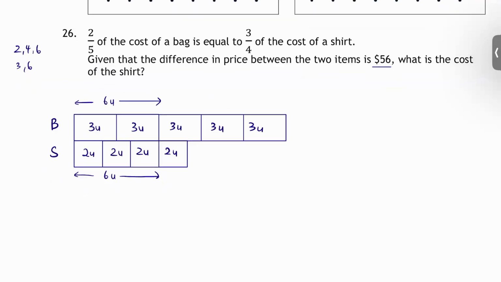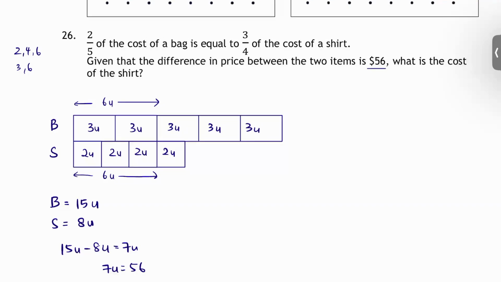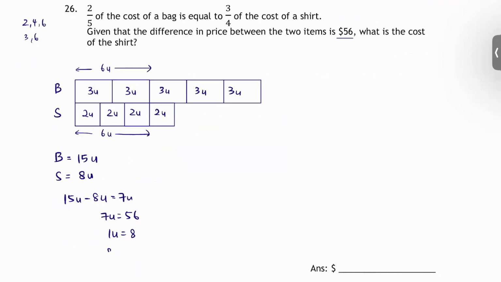Okay, so the bag itself will be 15 units. The shirt is 8 units. The difference between the cost is 7 units, which is 56, and 1 unit will be 8. What is the cost of the shirt? 8 units, which is 64.